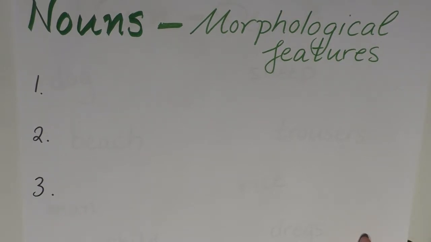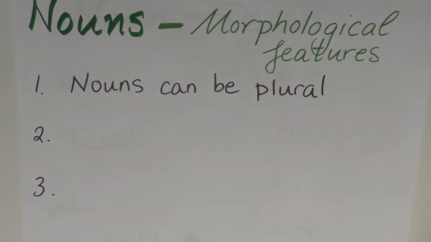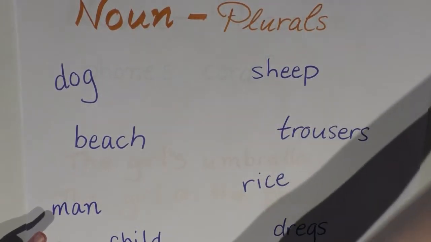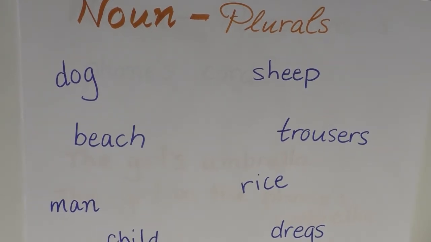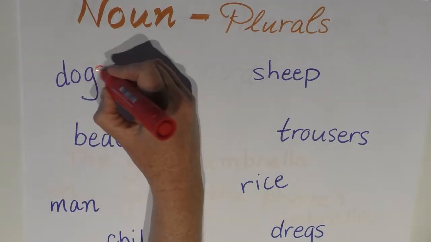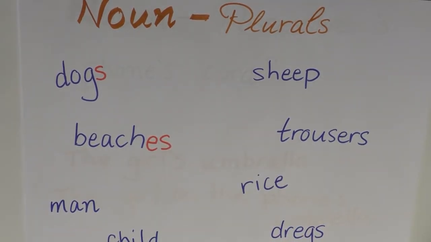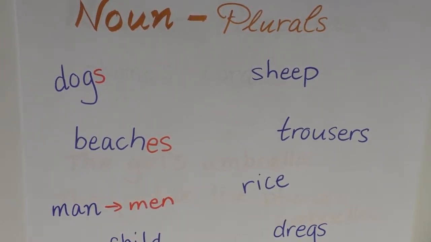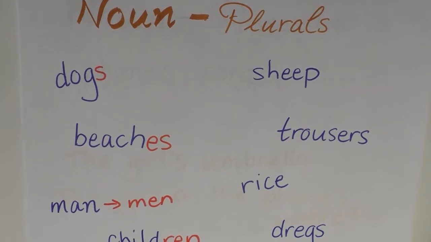Number 1, nouns can be plural. Let's look at that in a little bit more depth. So, there's a range of what plurals look like. Dog becomes dogs by adding an S. Beach becomes beaches with an ES. Man changes the middle of the word and it becomes men. And child also has a similar sounding change in the middle of the word, as well as adding an ending, children, the Old English plural ending en.